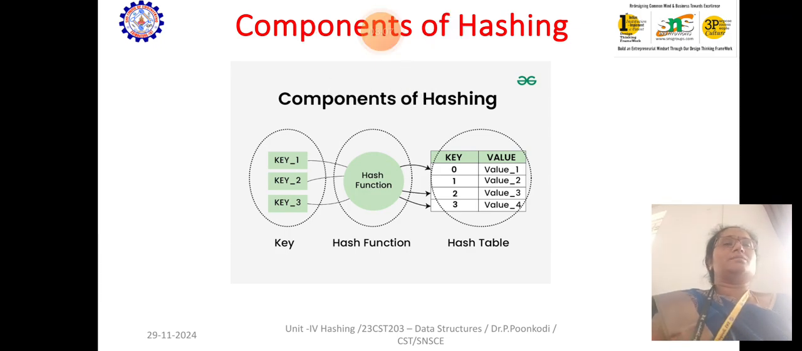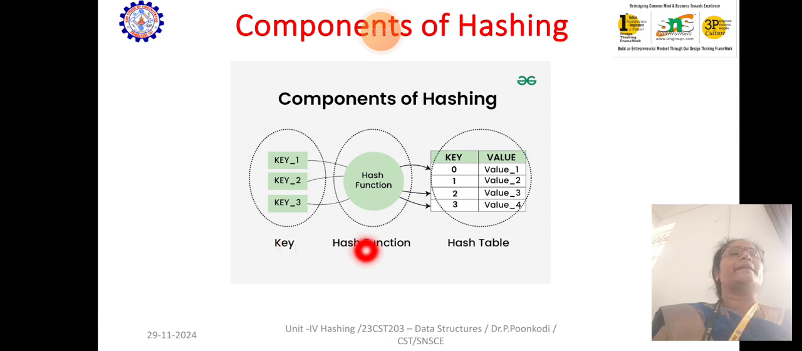The three components used in hashing are: the first component is the key, the second component is the hash function, and the third component is the hash table. So the key will be given. We have to compute the hash function in order to store the value in the hash table by using the mathematical equation. After calculation, we will get a remainder. So the remainder value will be the index position value. The corresponding key value will get stored at that particular index.